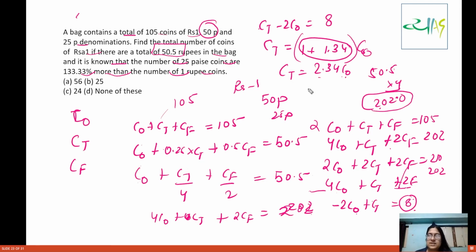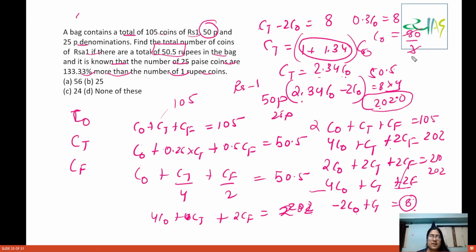Now, obviously, we can put this here. So 2.34 times of CO minus 2 times this CO is equal to 8. Fine, so this will become 0.34 times of CO, which is equal to 8, and 0.3 times of CO is equal to 8. Now, obviously, we can find it out. Number of 1 rupee coins is equal to 8 divided by 0.3, so this will be 80 by 3.